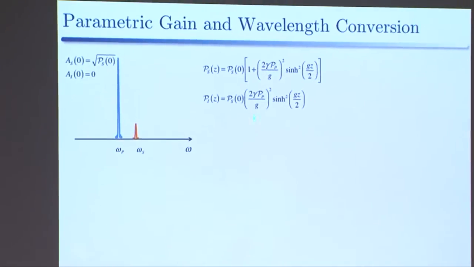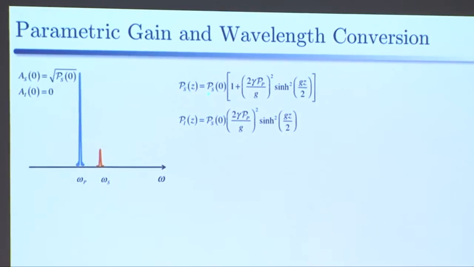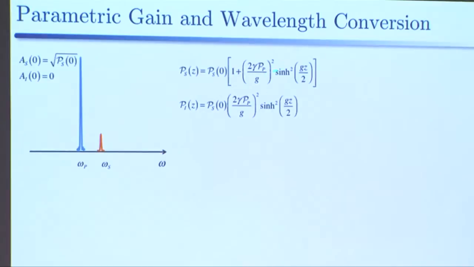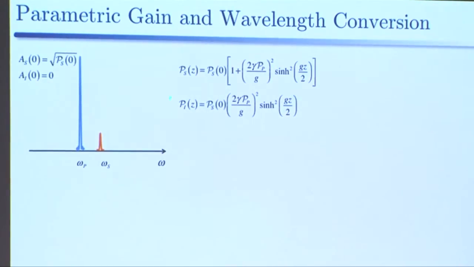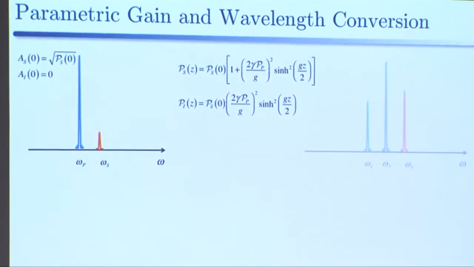It's interesting that the amplitude of the signal depends on its value at zero, of course, and then that term. But the amplitude of the idler also depends on the amplitude of the signal at zero. So it is generated. That's what it means, right? Very well. So this is what I mentioned. And let's see how it is.